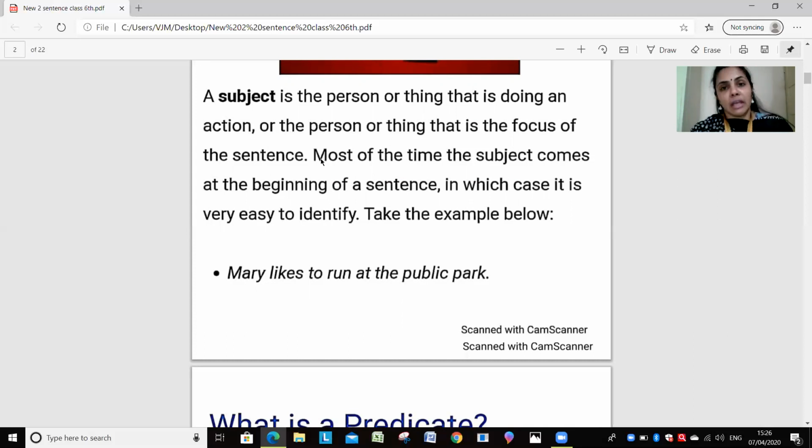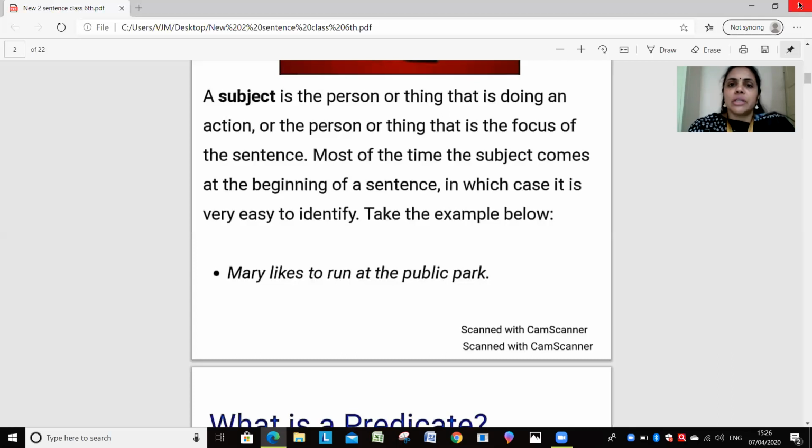So the person or a thing, not only humans, but everybody around us, they do some action. It could be a living or a non-living thing. So a subject is a person or a thing that is doing an action, or the person or a thing that is the focus of the sentence. That means whichever thing or person we talk about becomes the center, the focus of our conversation, and then that particular thing or person becomes the focus of your sentence, right?